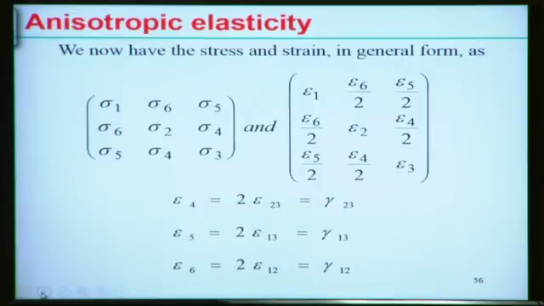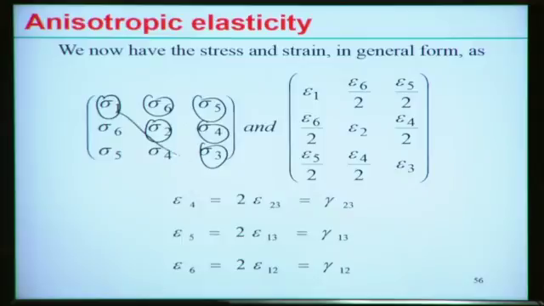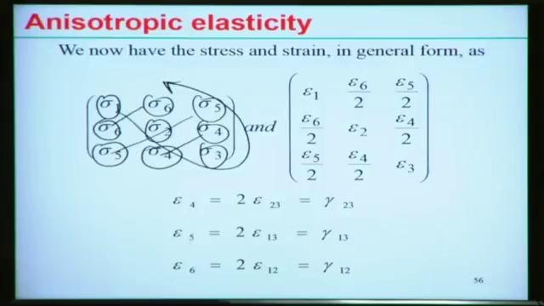Now, looking into that notation, we can represent the stress components like this: sigma 1, sigma 2, sigma 3, then sigma 4 here, sigma 5 here and sigma 6 here. And due to the symmetric nature of this stress matrix, here it is sigma 6 corresponding to that, corresponding to it is sigma 5, and corresponding to that it is sigma 4. That means with respect to the diagonal, both sides have similar components according to the symmetric nature of the stress.